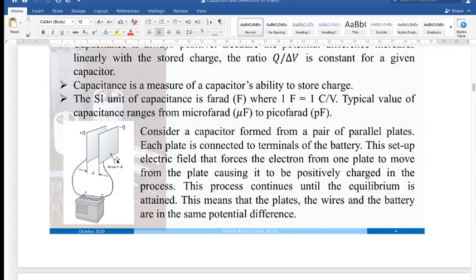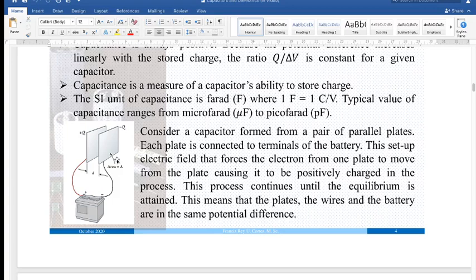Okay, so this process will continue until equilibrium is attained. Meaning that the battery can no longer keep sucking charges, because the potential difference is maintained across the wire, the plates, and even the battery. So remember that equilibrium means all of the elements in the circuit have the same potential difference.